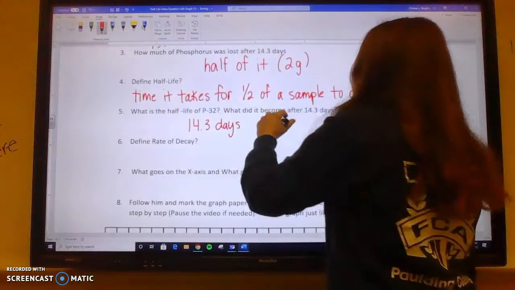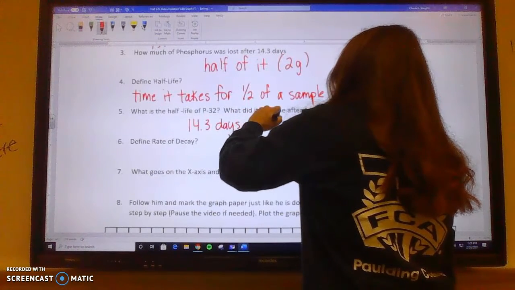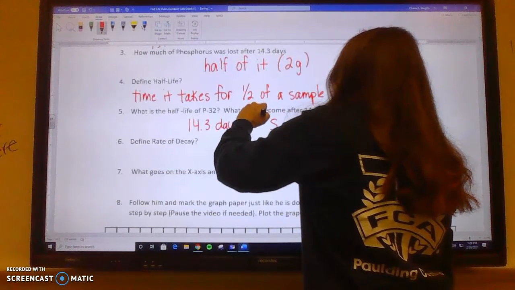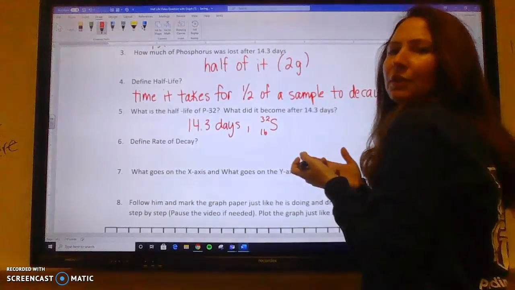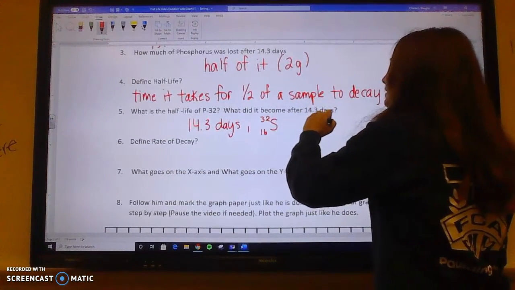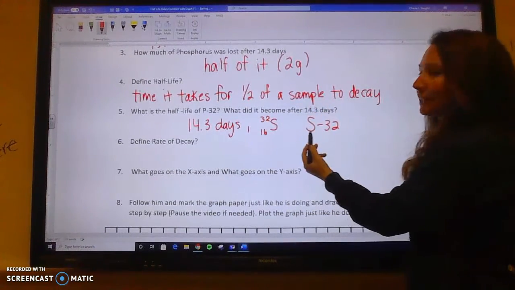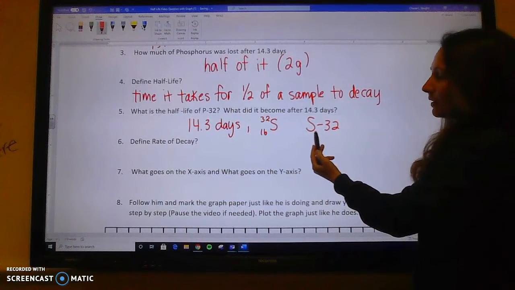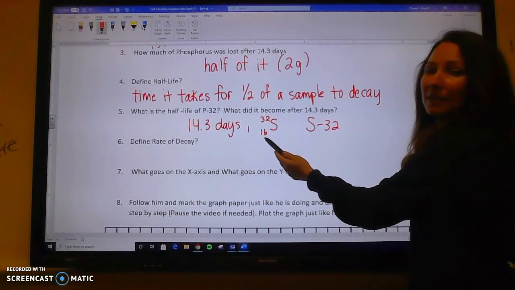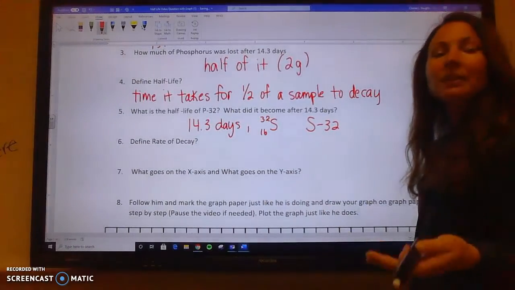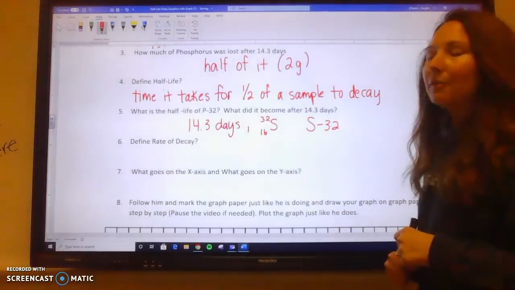Second part of the question, what did it become? Sulfur with a 32 on top and 16. Or you could have just written it like this, S-32. That tells us what the element is, okay, and then this is its mass. Same information, the atomic number doesn't have to be given because that's always the same on the periodic table.